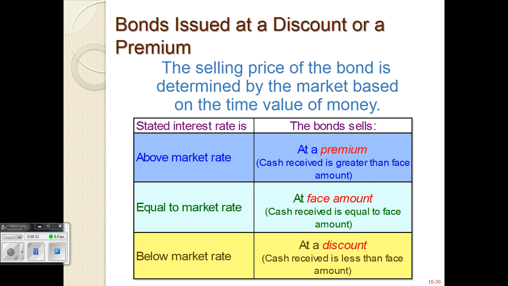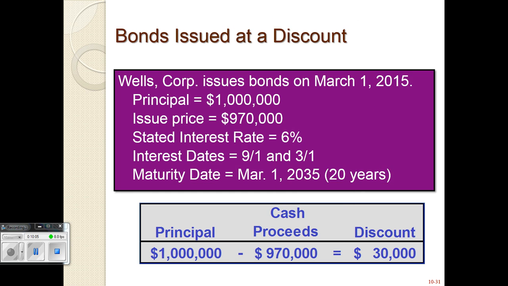The reason why this occurs, and we talk about this in economics, is that when interest rates go up, the value of a bond goes down. And when interest rates go down, the value of a bond goes up. Because of that, bonds are often sold at either premiums or discounts. Unless you buy it when it's initially offered, bonds are almost always sold at either a premium or a discount to their par value.